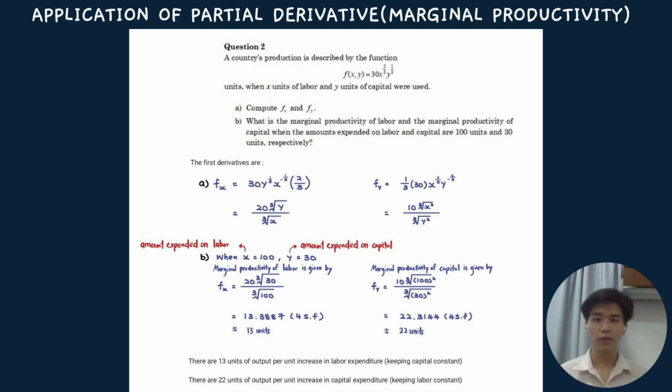Now I'm showing you one of the applications of partial derivatives, which is marginal productivity. The question above is to find the marginal productivity of labor and the marginal productivity of capital. The first step is to find fx and fy. After that, we know the value of x is equal to 100 and the value of y is equal to 30, and we substitute into both equations for fx and fy, and we will get the marginal productivity of labor equal to 13 units, and the marginal productivity of capital equal to 22 units.